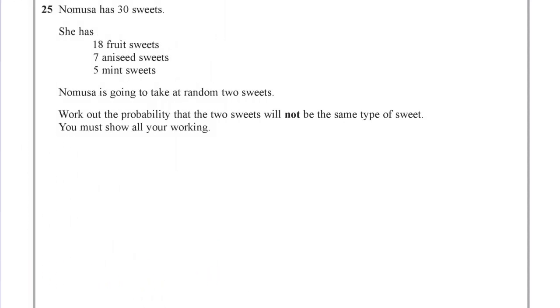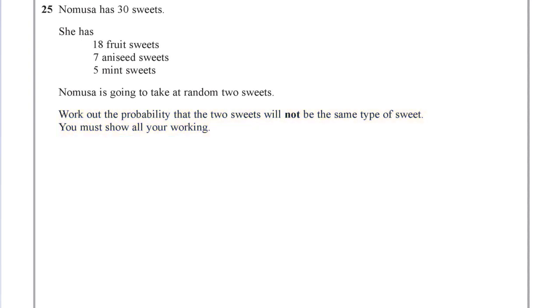Last question on the paper, 25. Mamusa has 30 sweets. She has 18 fruit sweets, 7 aniseed sweets, 5 mint sweets. Mamusa is going to take at random 2 sweets. Work out the probability that the 2 sweets will not be the same type of sweet. You must show all your working.